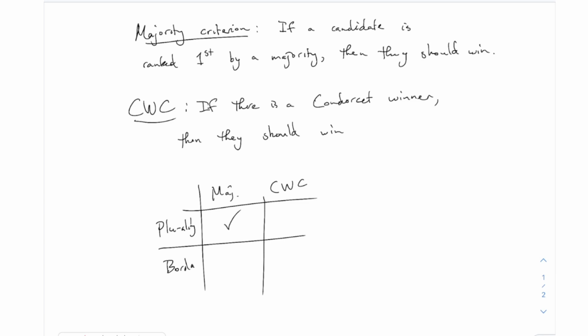A lot of these are fairly easy to just reason through. If somebody really is ranked on the top in a majority of the ballots, they're going to win if you use the plurality system. But it turns out they will not necessarily win if you use Borda. We put an X there. We had an example last time where you can have somebody on the top of a majority of ballots, but on the bottom of all the other ones, and then maybe somebody else will get enough points just by being in second place a bunch of times to beat out the majority candidate. Anyway, plurality and Borda both do not satisfy the Condorcet winner criterion.